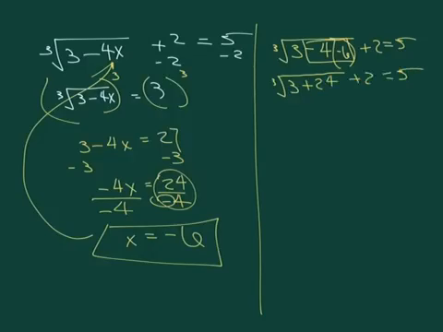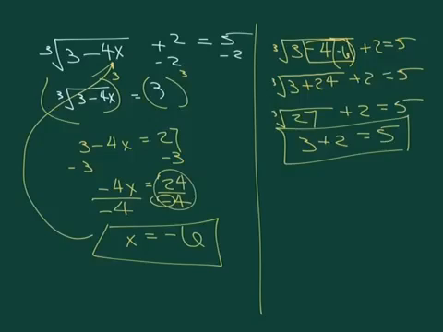Okay. Cubed root of 27. What number multiplied by itself 3 times gives me 27? That's 3. There we go. That's a true statement. So our answer of x equals 6, negative 6, is correct.